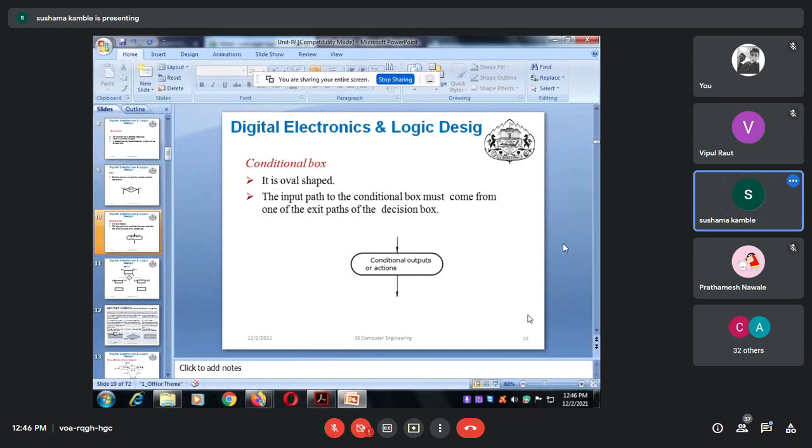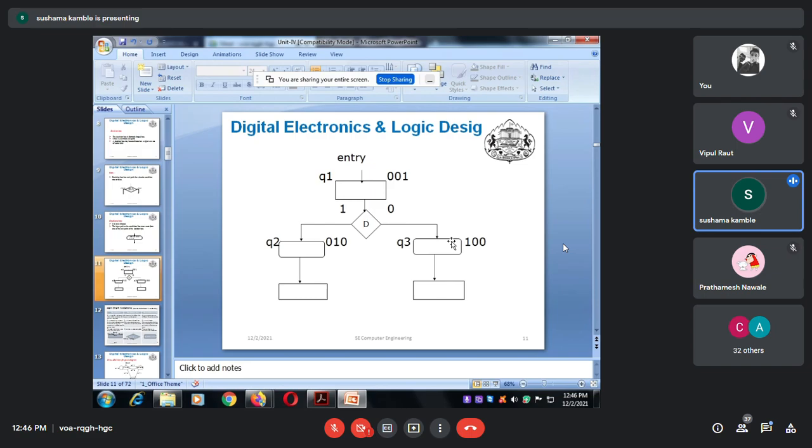Okay. So input path to the conditional box must come from one of the exit paths of the decision box. Okay, it will come after the decision box. See here. This is a Q1 entry. We are entering 001 and it is going to the decision box. Decision can be 1 or 0 depending upon this condition. It is going to the state Q2 or, depending upon this, it is going to be Q3. As we have seen, if 0 comes, the next state will go to 1.